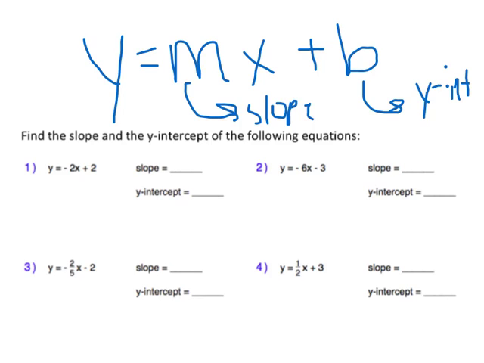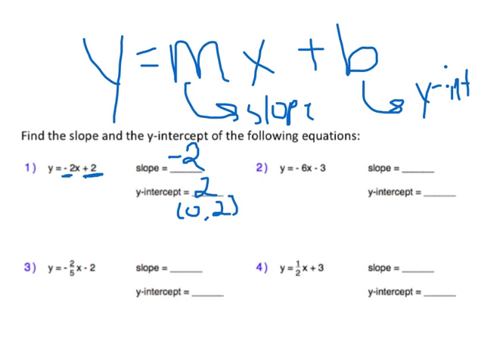So now I'm going to look at equation 1. What is my slope of this line? What is my m? I know that my m is the variable right next to my x. So my m is going to be negative 2. My b is my y-intercept, so it's the one that doesn't have a variable next to it. So my y-intercept is going to be 2. I'm also going to write this as a point, 0, comma 2. Because for your y-intercept, the x value is always 0.